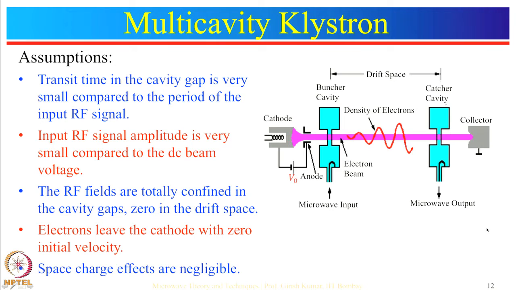Now, the next assumption is that electrons leave the cathode with 0 initial velocity, and after that they will move with uniform velocity. And the last assumption is that the effects of space charges are negligible.